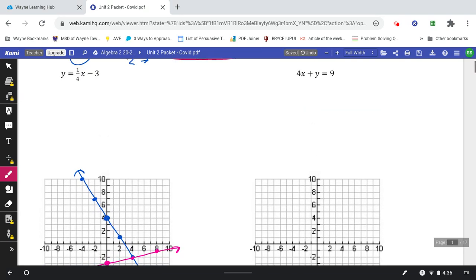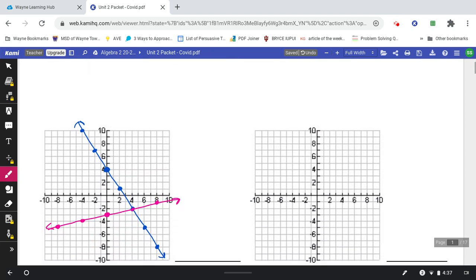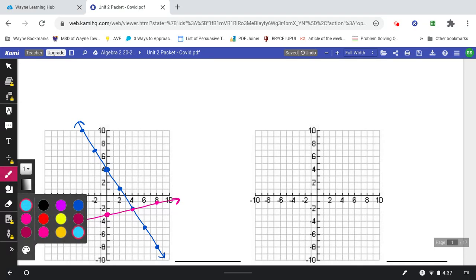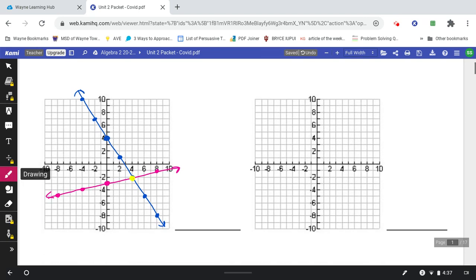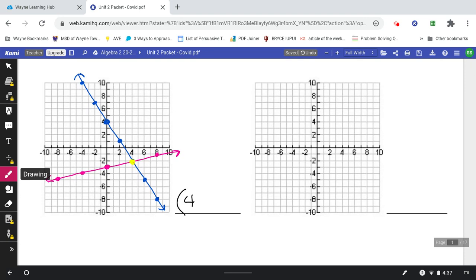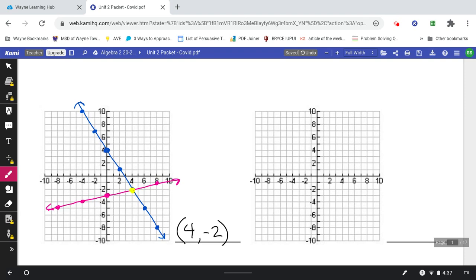What you're looking for, what your solution is, is a place where your 2 lines cross. So this point right here, at 4, negative 2 becomes your solution. So your solution is 4, negative 2. It's the point where the two lines cross. Okay, let's look at our next example.